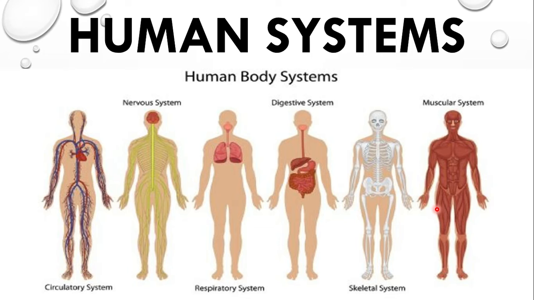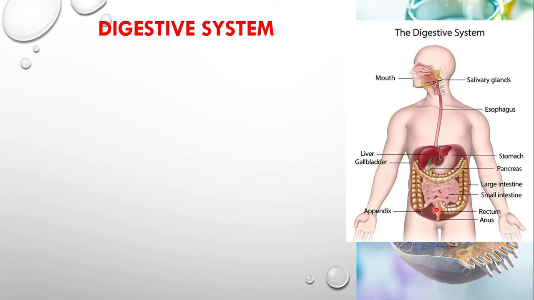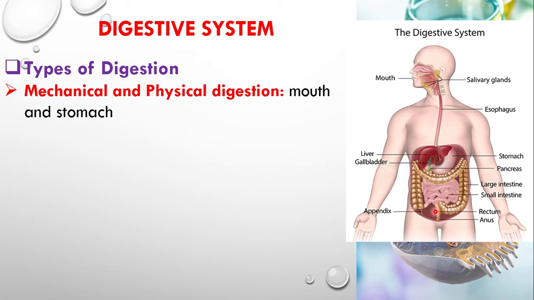Okay, so we are done with taxonomy. Let us now proceed with the human systems. Okay, so first we have the digestive system. These are basic knowledge about the human system. So in the digestive system we have the types of digestion. First one is mechanical or physical digestion, which happens in the mouth and the stomach.